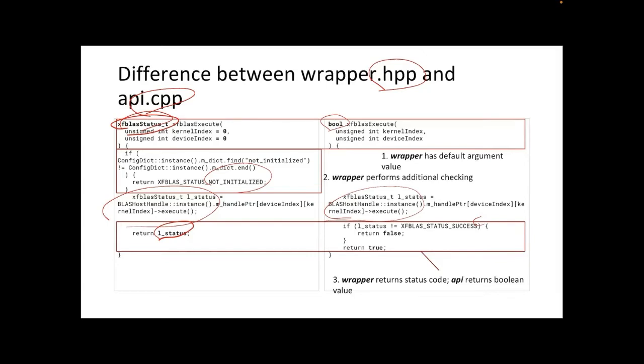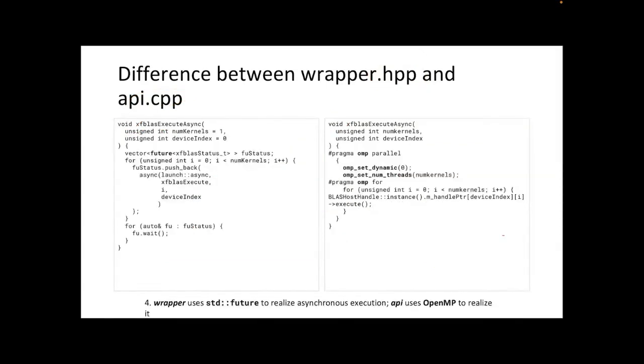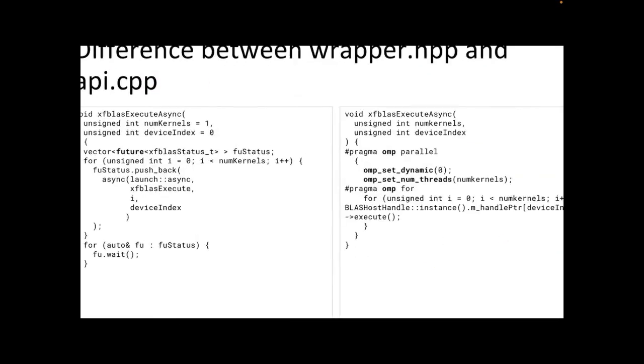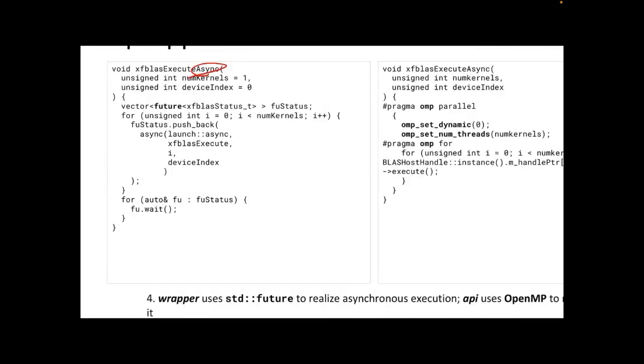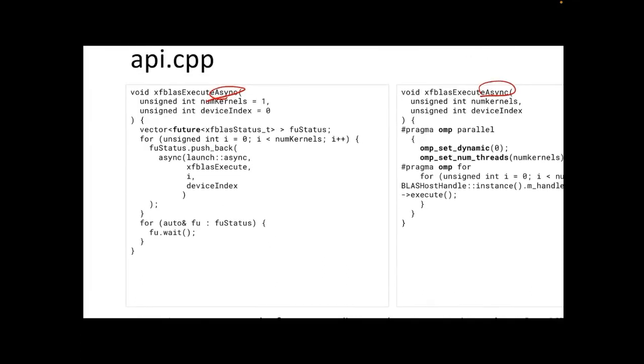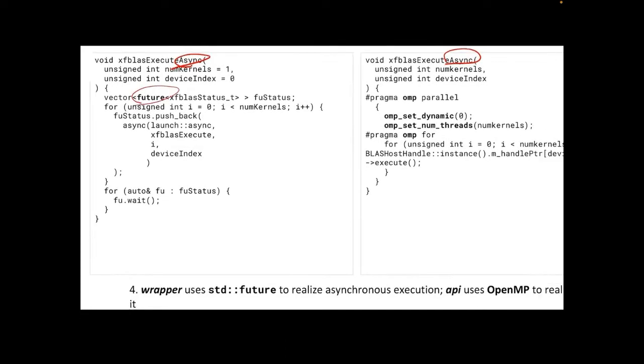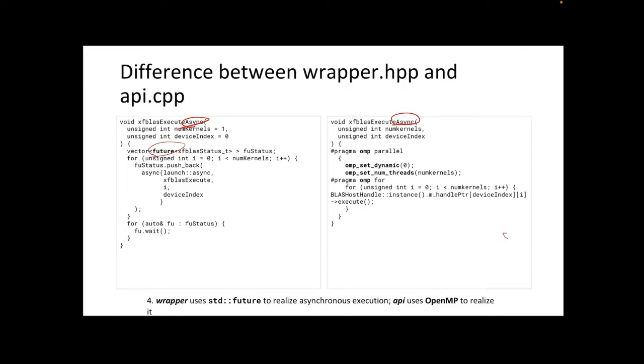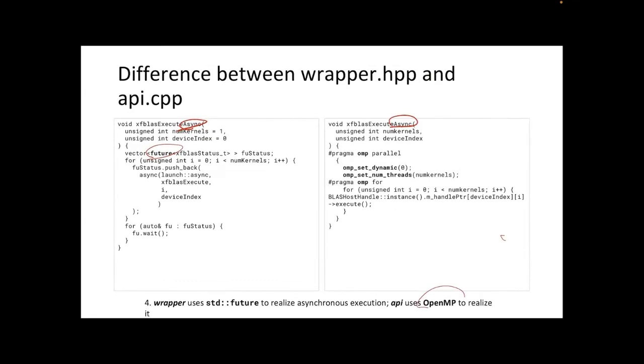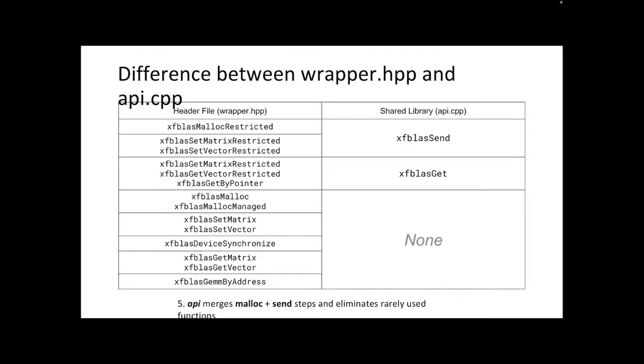And there is also another function to execute the kernel asynchronously. In Wrapper.hpp, we use std features, which is a standard library in C++. But in the precompiled shared library, we use OpenMP with some pragmas to realize parallel execution on the host side.